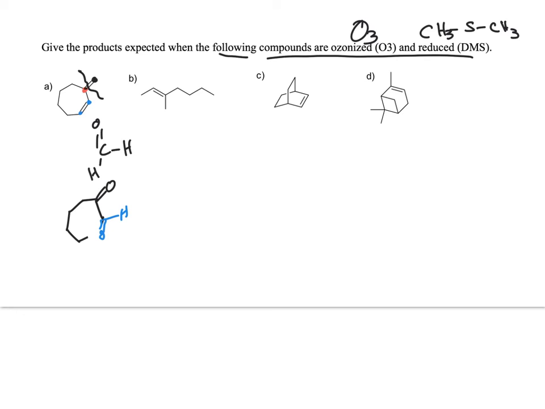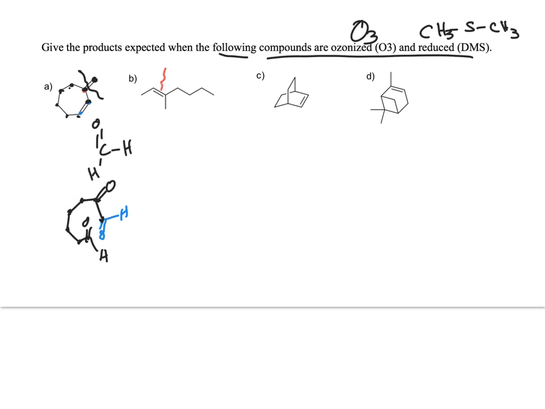So let's count the carbons. 1, 2, 3, 4, 5, 6. 1, 2, 3, 4, 5, 6, 7. 1, 2, 3, 4, 5, 6, 7. Yep, so there's your dialdehyde.